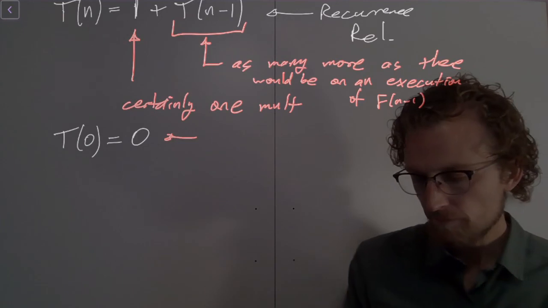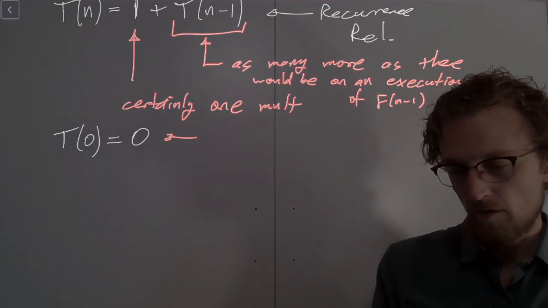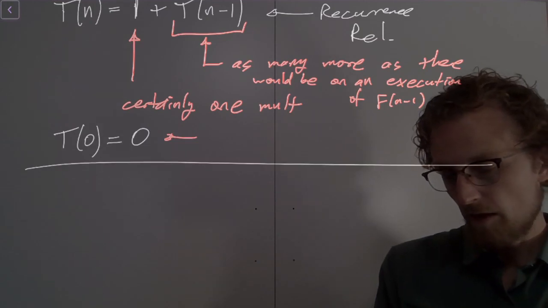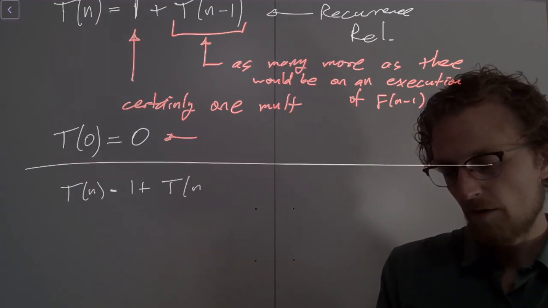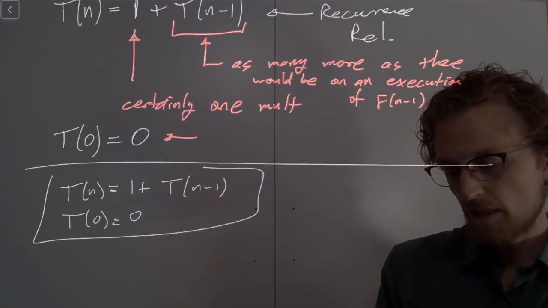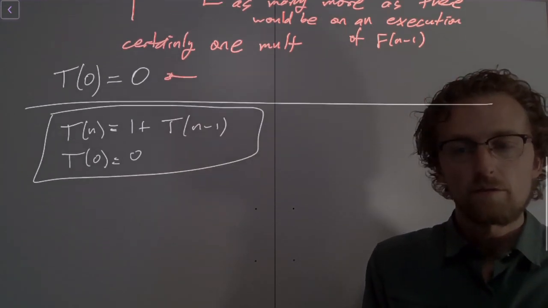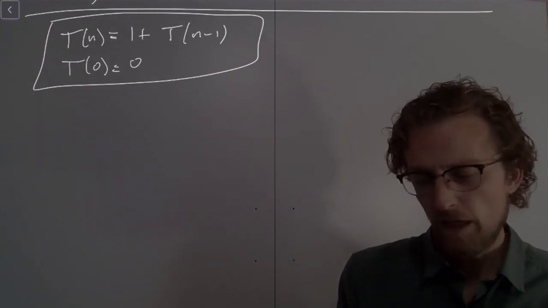So how do we analyze this? We have this thing all put together: T of n equals 1 plus T of n minus 1, and T of 0 equals 0. This is a completely well-defined recurrence relation that describes a function. But how do we analyze it?